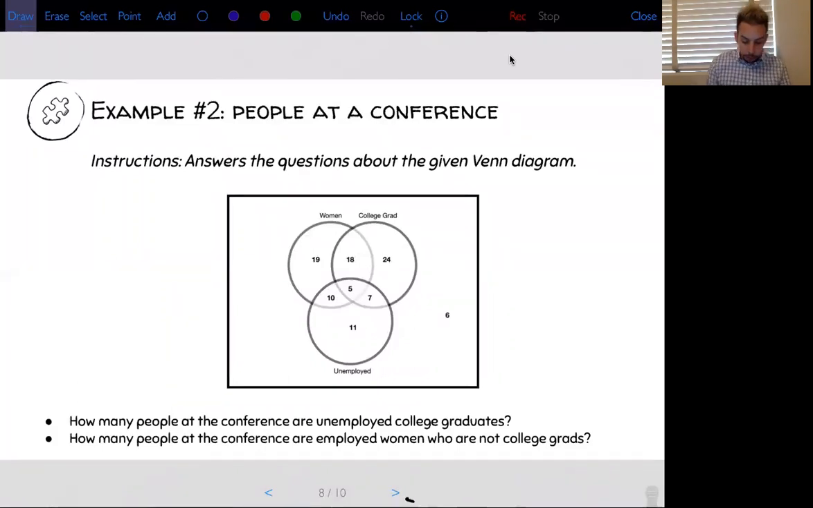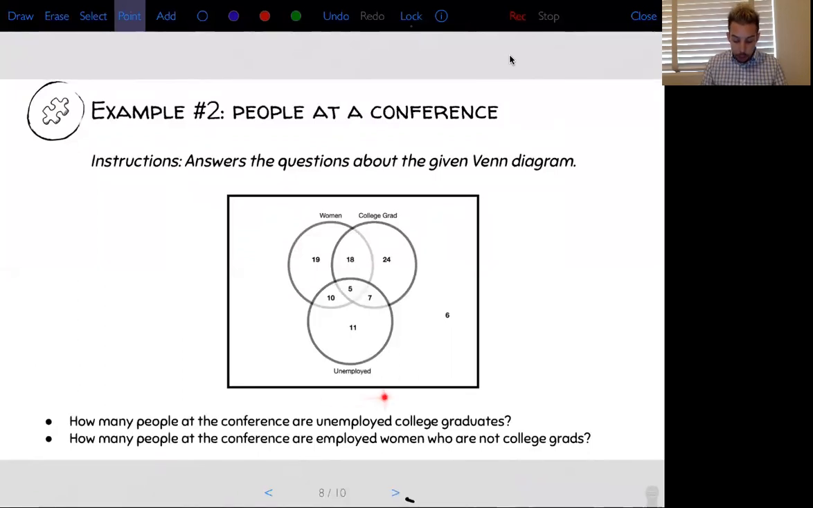So let's start with the first one. The first one asks about unemployed college graduates. We know we have this unemployed circle down here, and we have our college graduate circle up at the top. Now, this particular question didn't say anything about women. So there are actually 2 separate regions that represent the group that we're looking for.